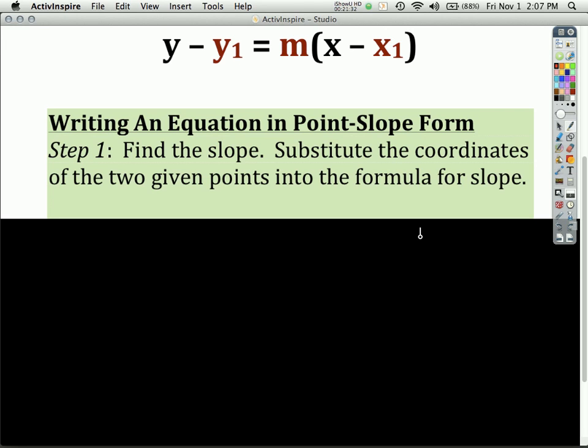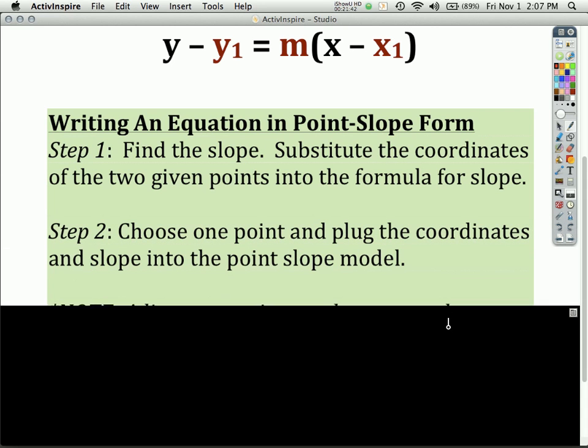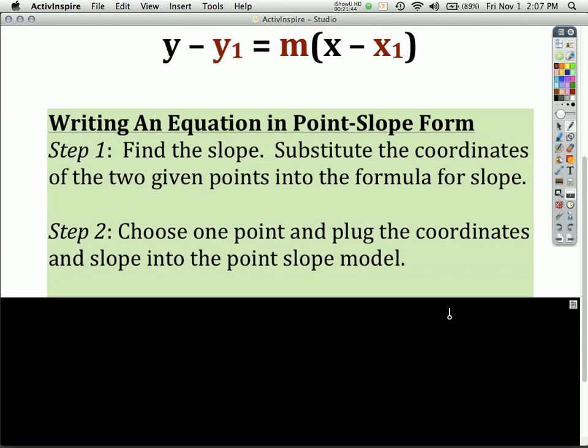Now that looks pretty familiar. That's been our step 1 for a long time now. We always need the slope when writing one of these equations. Step 2, choose one point and then plug in all the information into the form. So it's a 2-step process.